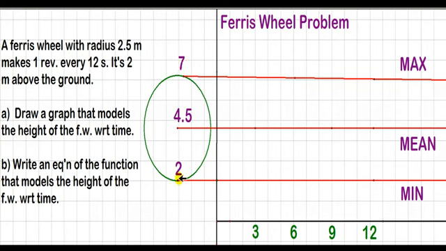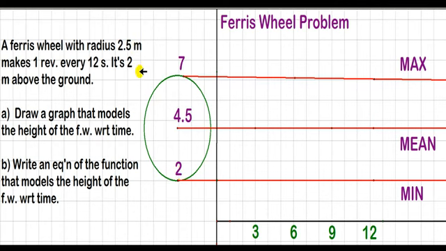We know that the bottom of the ride is 2 meters above the ground. We know that the mean is 4.5 meters above the ground, and we know that the maximum height of the Ferris wheel is 7 meters above the ground. We can also know that the amplitude is 2.5. We could have figured that out by taking the maximum value and subtracting the minimum value, which is 5, and then dividing it by 2, which is 2.5.